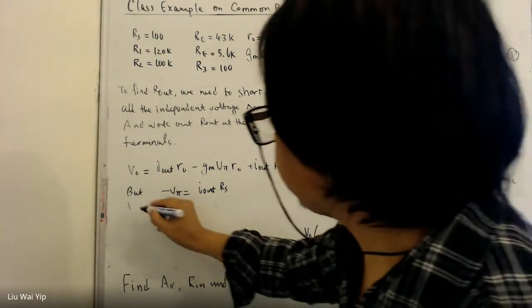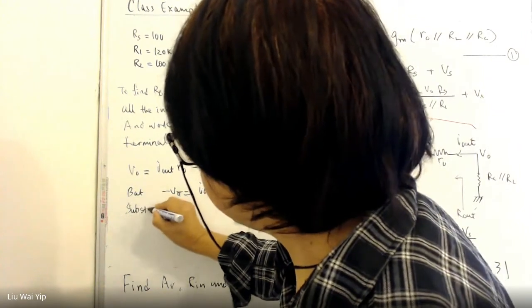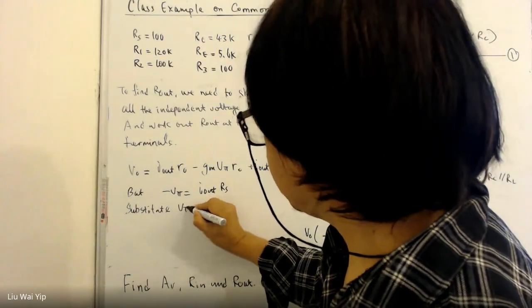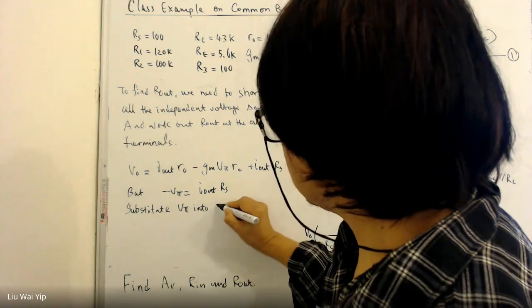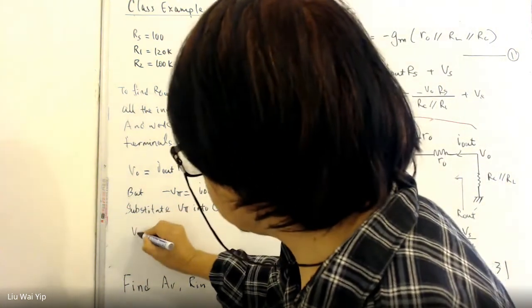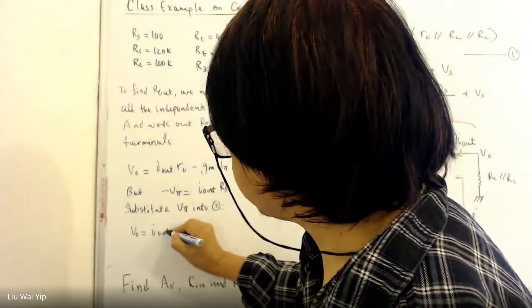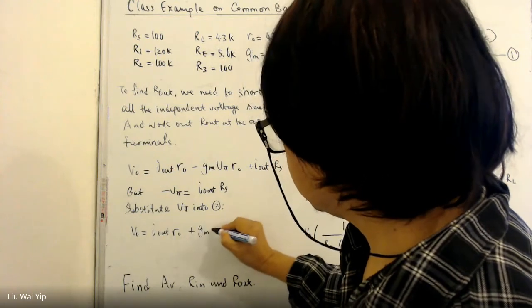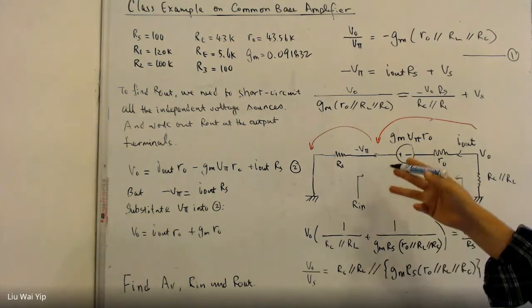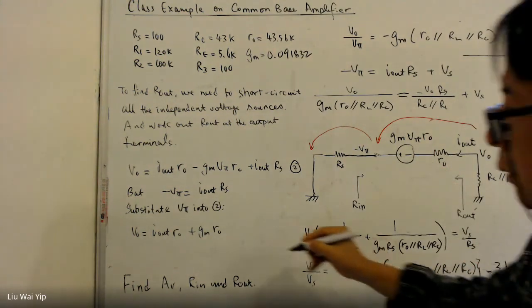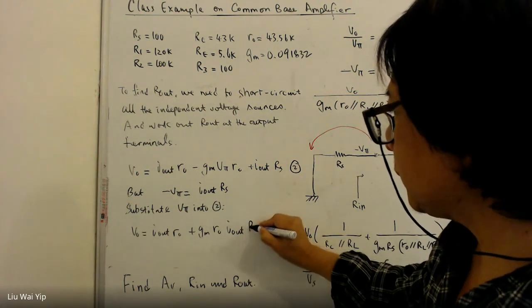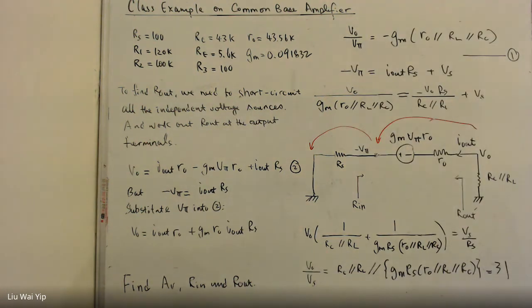So substitute V pi into 2. So what we have here is V pi, I out, minus Gm, yeah, passed down, R naught, and then I out, according to here, yeah, RS. So eventually, everything becomes surprisingly clear.